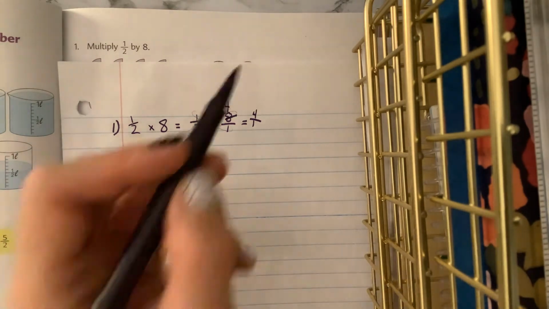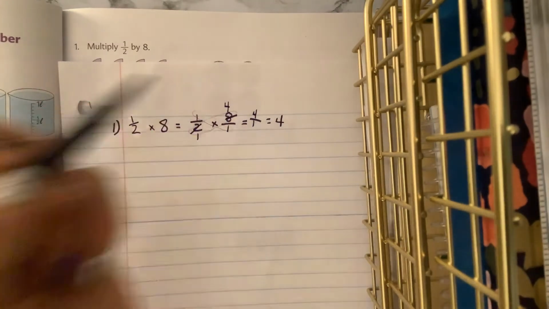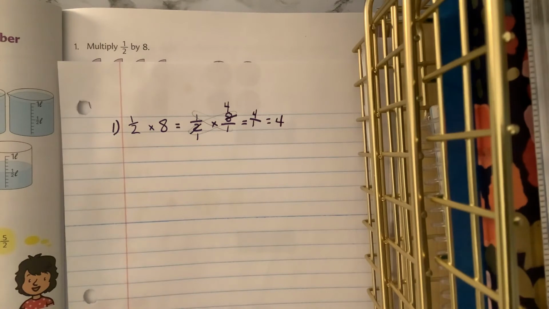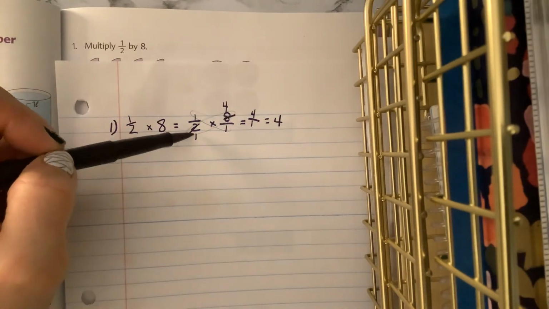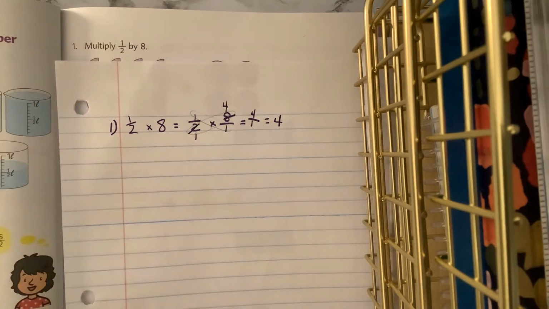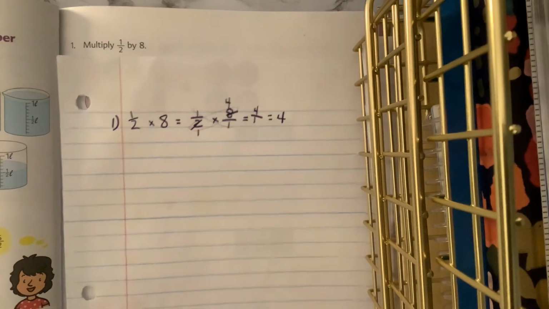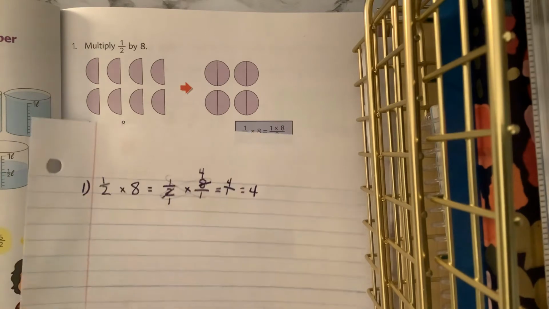Final step is to simplify or make proper if necessary, and it is 4, okay? So again, if you didn't simplify here, what you would have done is 1 times 8 is 8, 2 times 1 is 2, and you would have ended up with 8 halves, which you would have had to simplify to 4. So here's our picture, right?